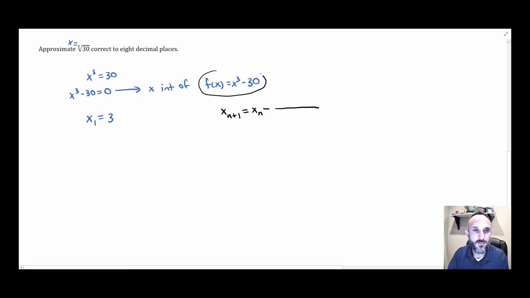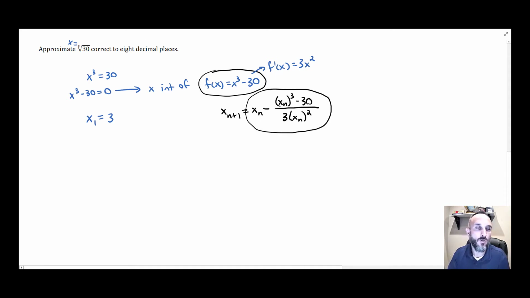over f prime of x sub n. Well, here's f of x. So f of x sub n will be x sub n to the third power minus 30 over the derivative, so f prime of x would just be simply 3x squared. So on the bottom, we need to plug x sub n into the f prime formula, so we'll have 3 times x sub n squared. And so this is the formula we're going to use in our calculator over and over again.